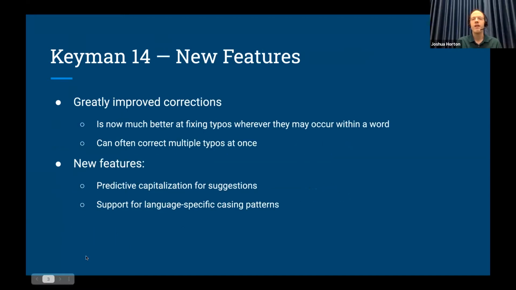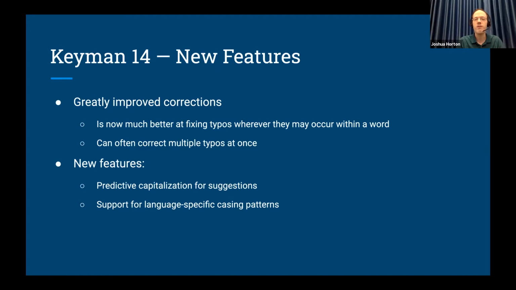So in terms of what's new as a feature for lexical model development in Keyman 14, these first few points are more about how they're actually used within the mobile apps. There's nothing you need to do additionally to support this. We've just across the board improved the way that our predictive text engine makes corrections. We're now much better at fixing typos wherever they may occur within a word, and we can even correct multiple typos at once in certain cases. It depends on how many other suggestions are available for the actually typed text, etc.